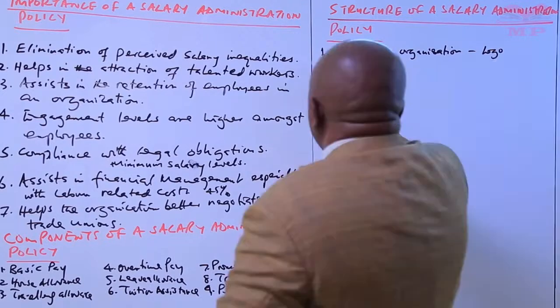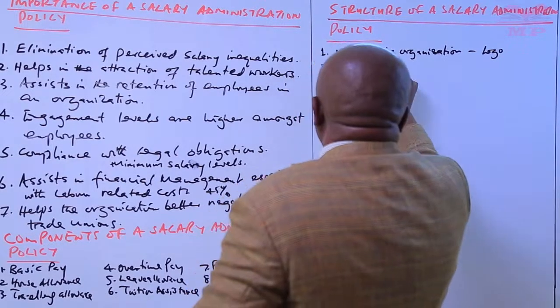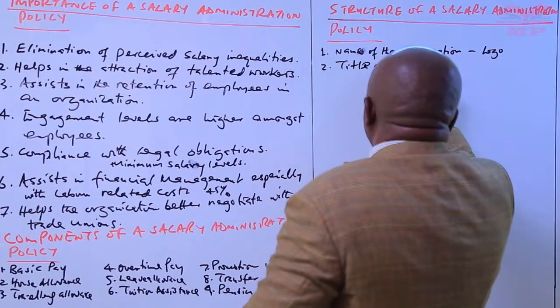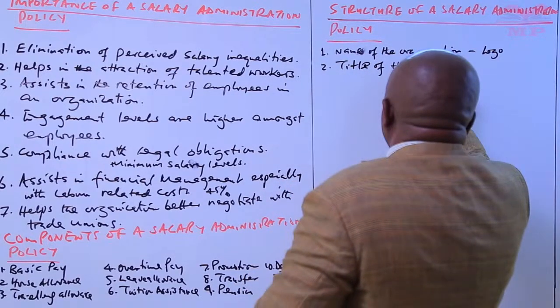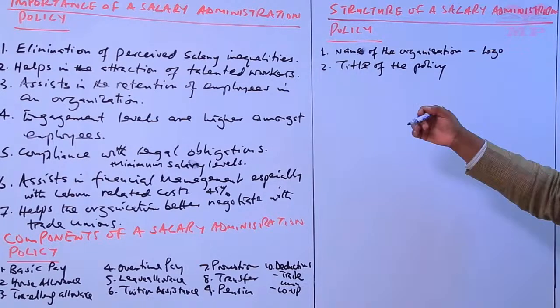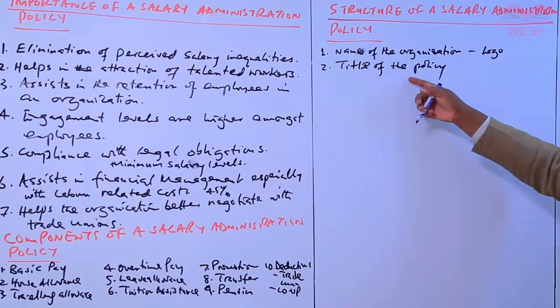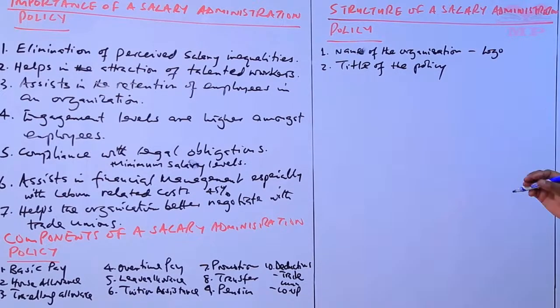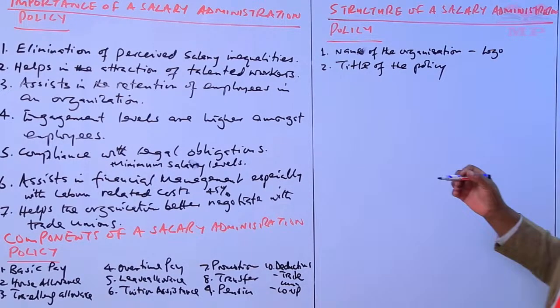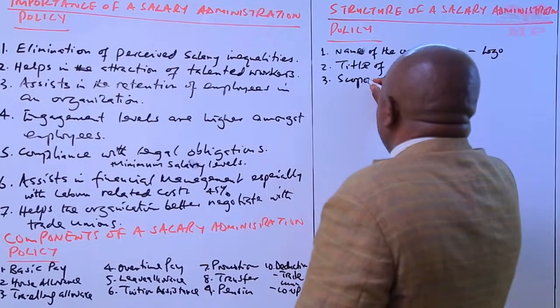Then number two, you may have the title of the policy. So an organization may have the title as wage and salary administration policy. So depending on the title that is selected, the title will indicate there. Then number three, scope of the policy.